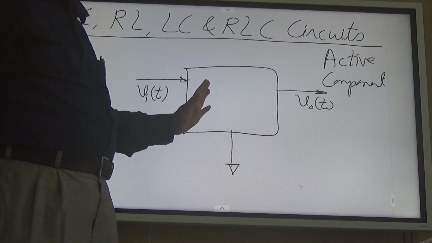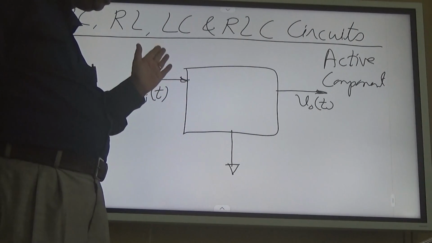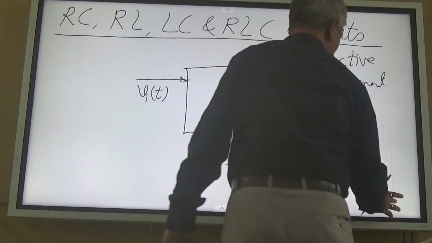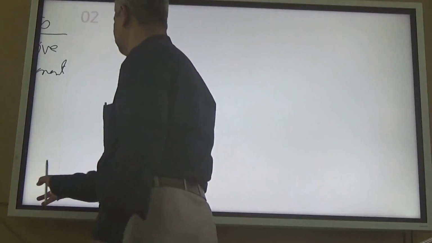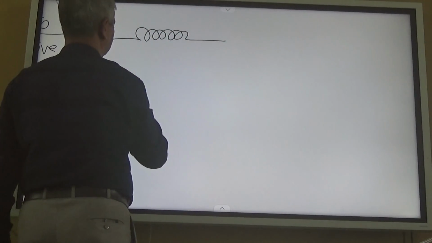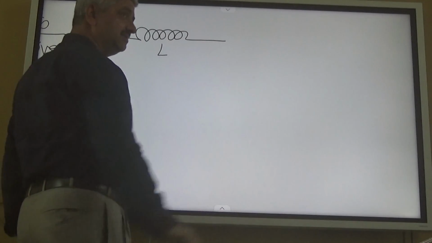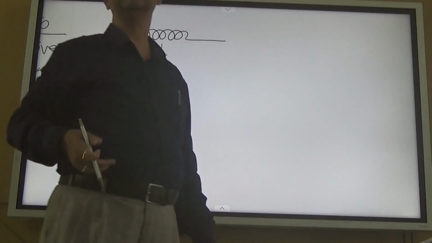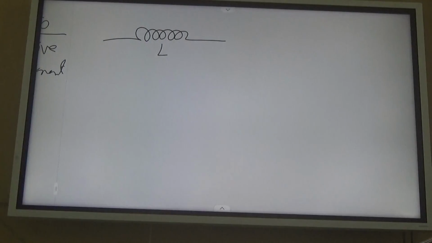So R you know, C you know. Now I will introduce L, the inductor. And for inductor you have a pseudo knowledge. What is that? For inductor, it's inductance. And what is the property of inductor between V and I? The relationship between V and I for inductor.